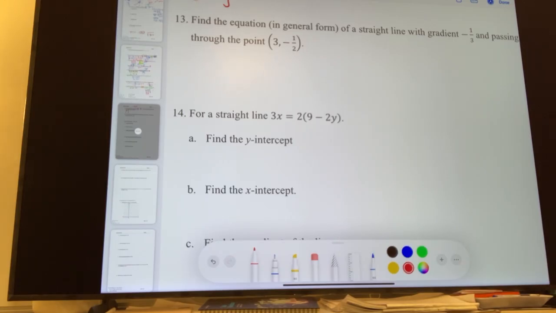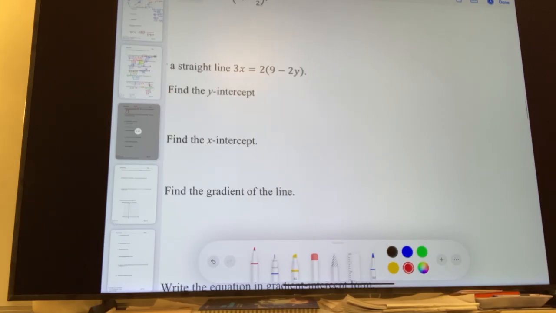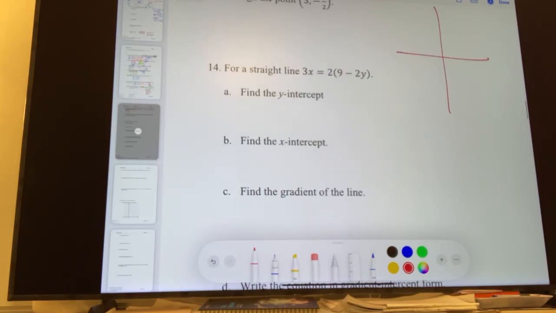Yes, you can use. To find the y-intercept, that means your x is always equal to 0. To find the x-intercept, the y must equal 0. So whenever you want to find the y-intercept, you put x equal to 0. If you sub it in, you're able to find out the y value.